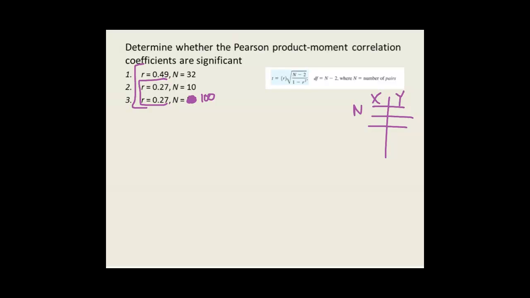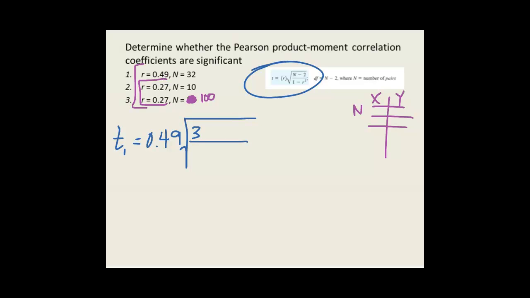The math is pretty straightforward. I need the R value and the number of pairs. So let's do the first one here. The t-test statistic for an R of 0.49 with 32 pairs of data. Set it up pretty standard. You're good at this by now, all the different mathematical operations. And you end up getting 0.49 times the square root of 28 over 0.7599, which ends at 2.97.